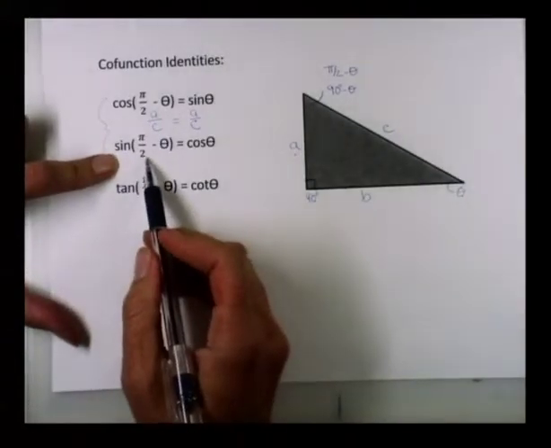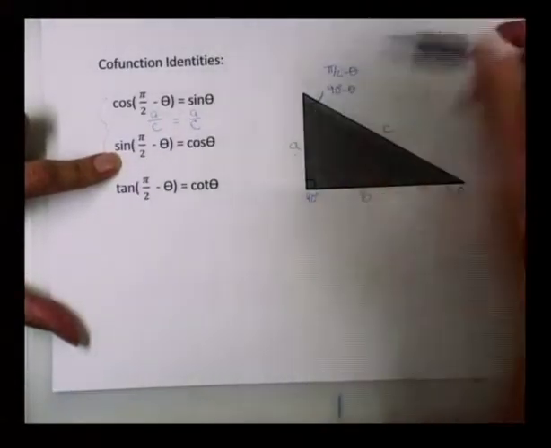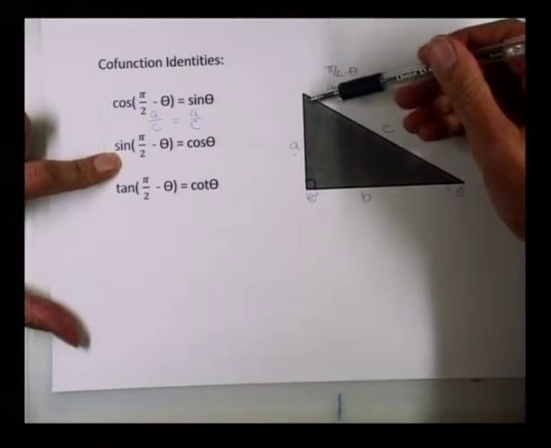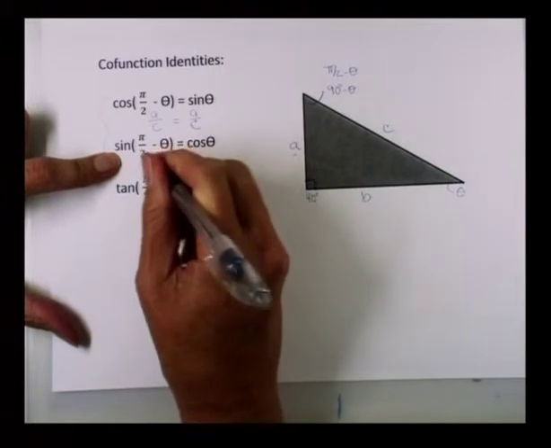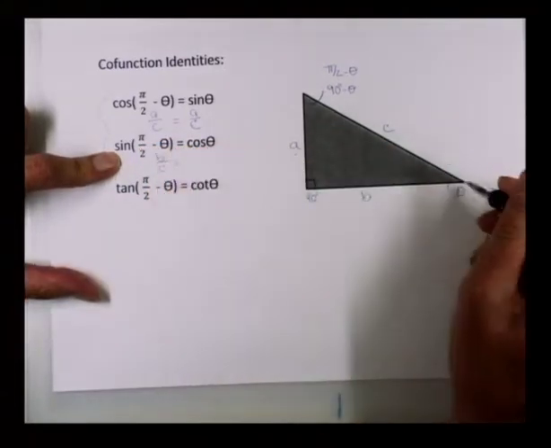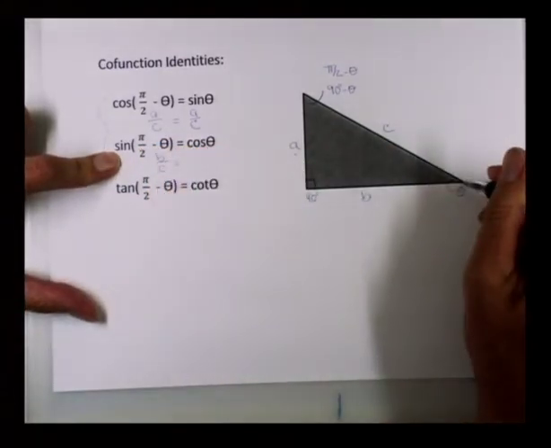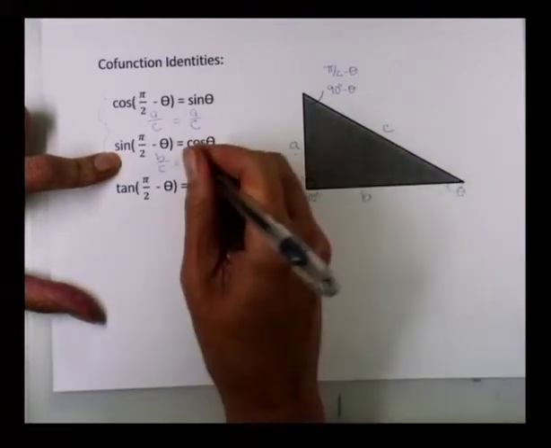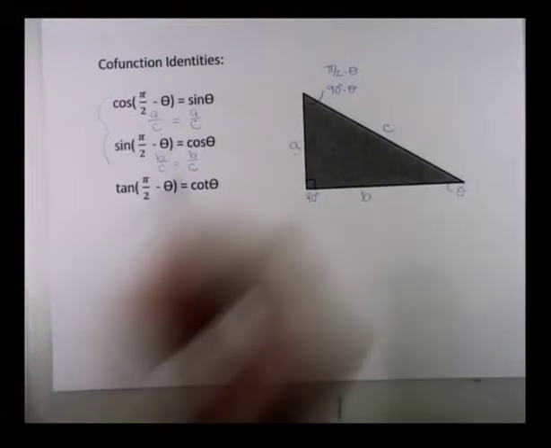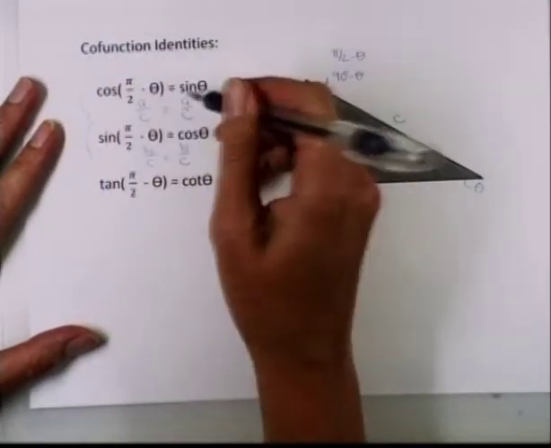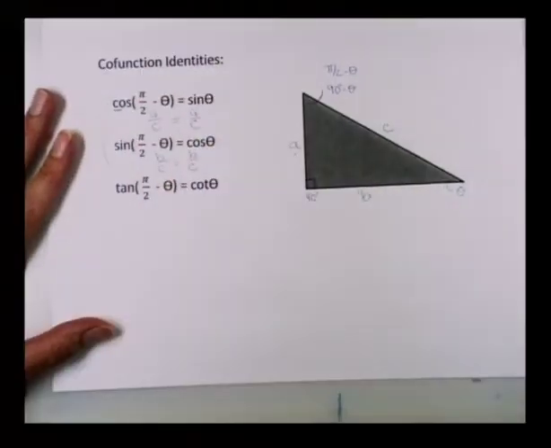If I'm looking at the sine of this angle up here, the sine of this angle would be B over C, opposite over hypotenuse. And if I look at the cosine of this angle, which is the adjacent over the hypotenuse, I get that same ratio. So those are the cofunction identities, and they call them cofunction sine and cosine.